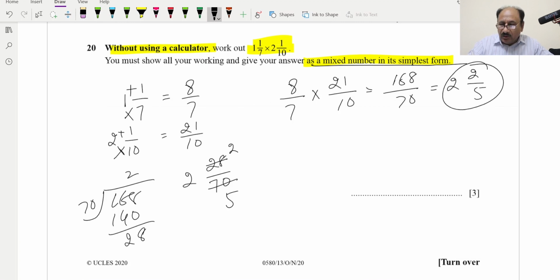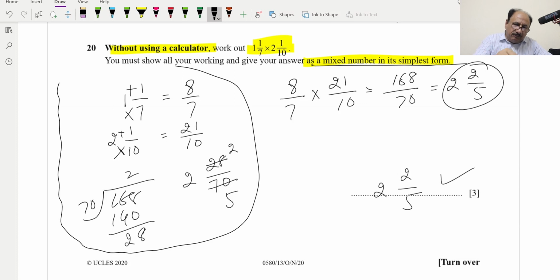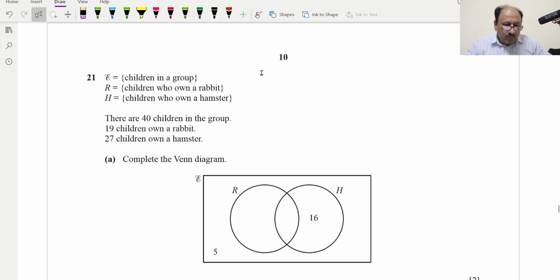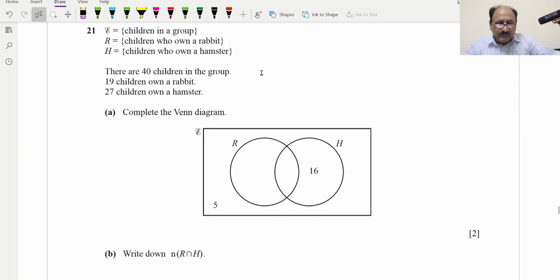So this one will be our answer, 2 whole 2 over 5. Hopefully you understood this. We have shown the complete working in this area. This is the complete working which we have shown, and we have done this question. Hopefully you understood each and everything. Now question number 21 is a sets question.